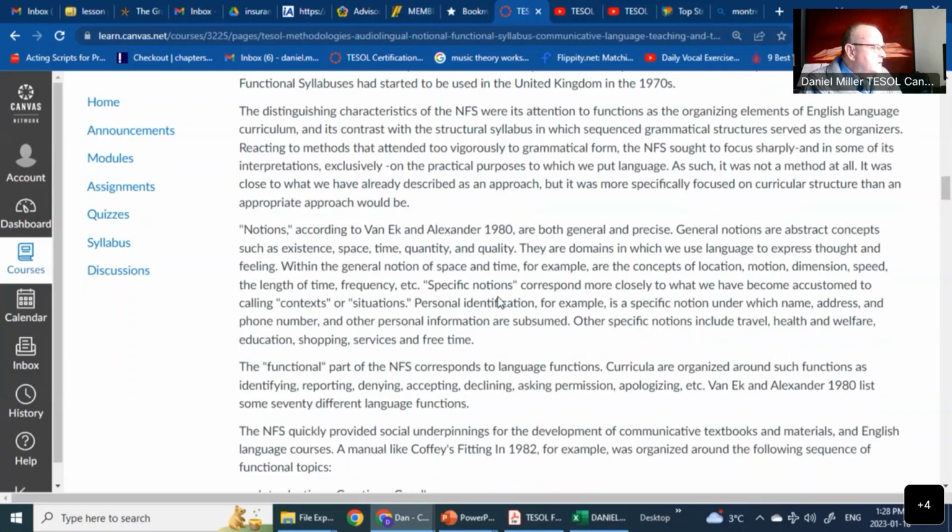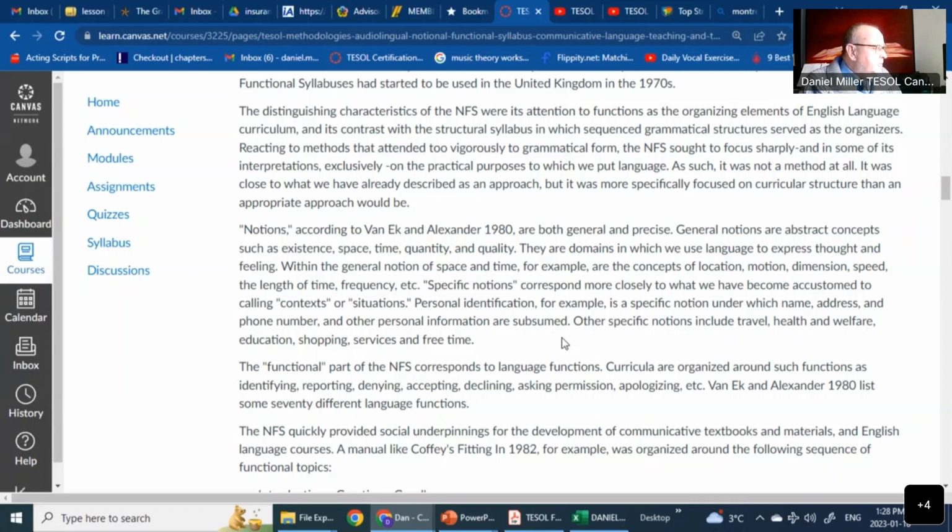Specific notions correspond more closely to what we've become accustomed to calling contexts or situations. So personal identification, for example, is a specific notion under which name, address, phone number, and other personal information are subsumed. Other specific notions include travel, health and welfare, education, shopping, services, and free time.